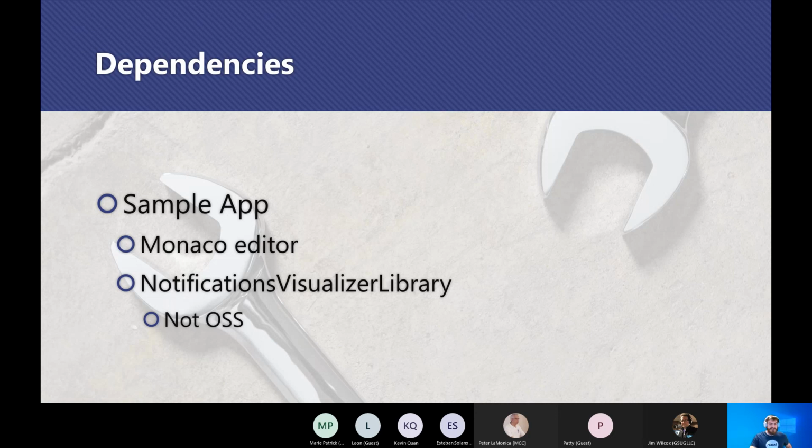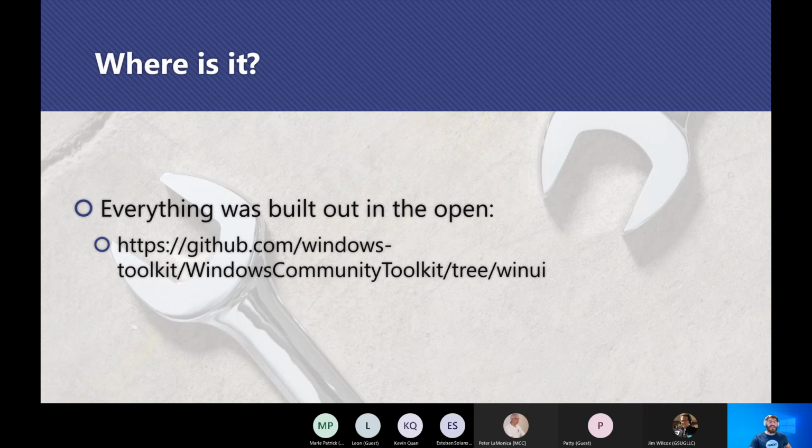There's also the notification visualizer library, which is not open source, but we did create an internal version just so I can build the sample app of the Windows Community Toolkit properly. And of course, every single thing that I showed you is out in the open, right? So if you just go to github.com/windows-toolkit/Windows Community Toolkit and go to the WinUI branch, you can see every single thing that I did, every single tweak that I had to do. And it is all out in the open.